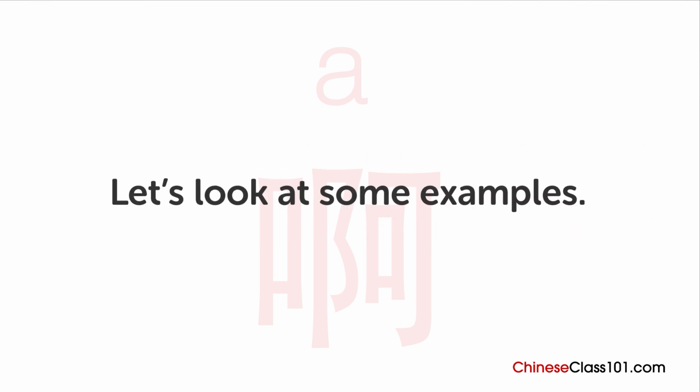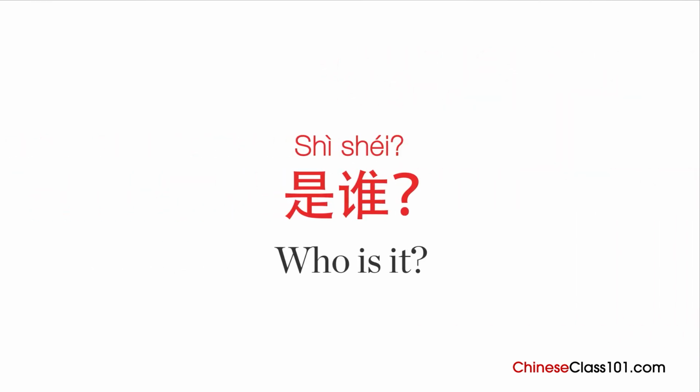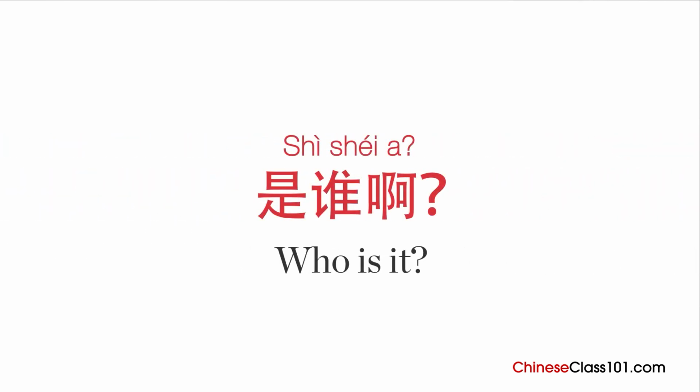It can often soften the tone, strengthen the emotion, and make the conversation more colloquial. Let's look at some examples. When you want to say, who is it? You can say, 是谁? This sounds very intense. But if you say, 是谁啊? The tone is much softer and less interpersonal.